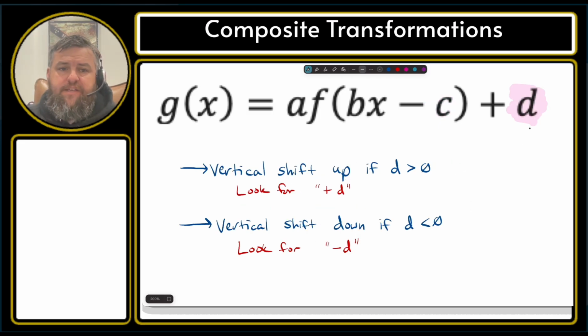Last, we have d. It is a vertical shift up if d is greater than 0. In other words, look for plus d. It is a vertical shift down if d is less than 0. In other words, look for minus d.